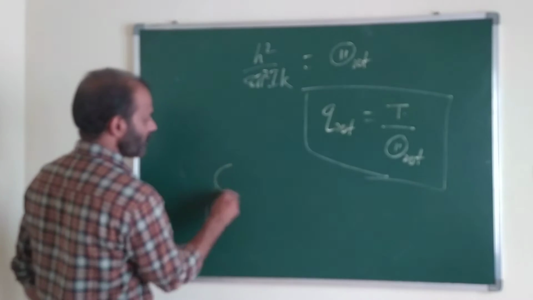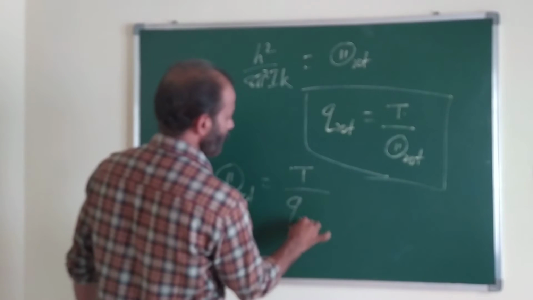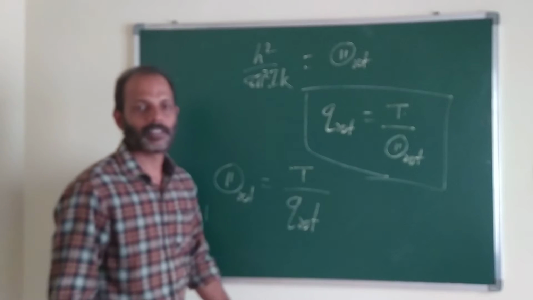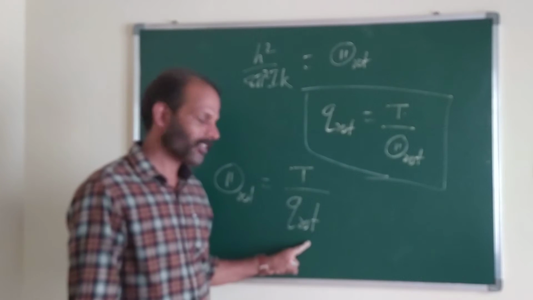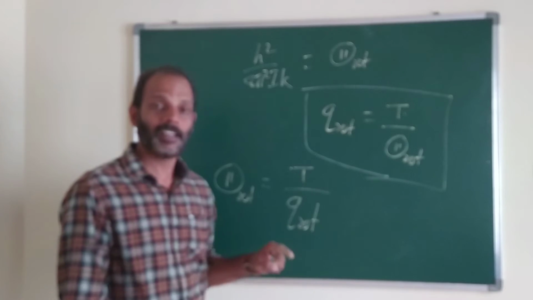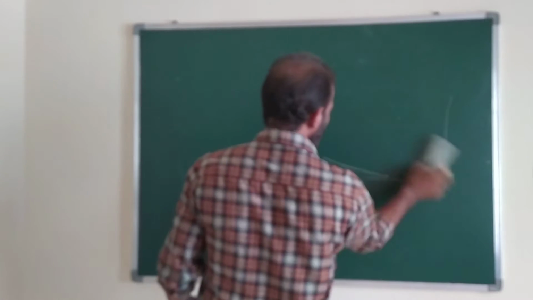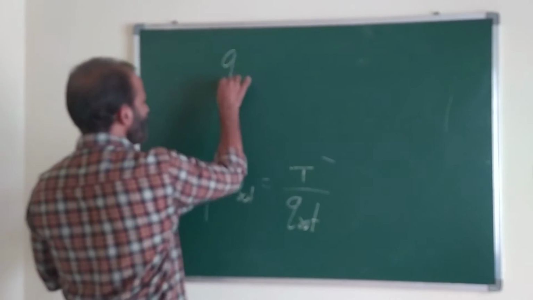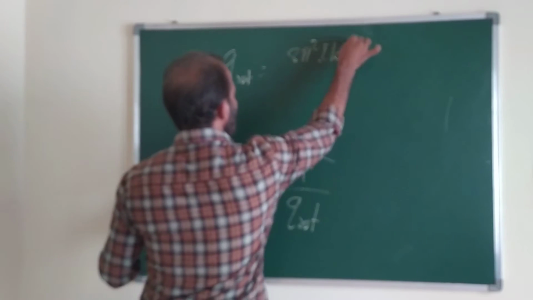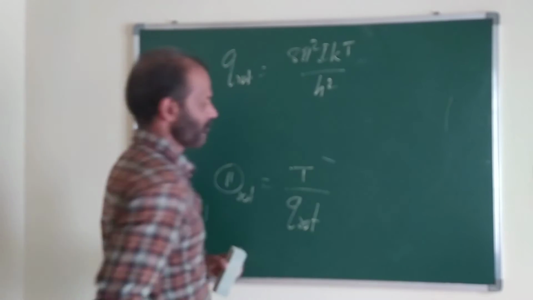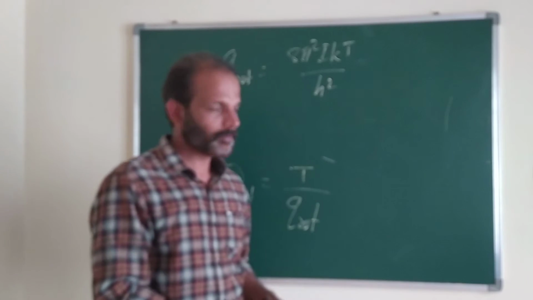Or we can say theta rotation is equal to T divided by q rotation. The characteristic temperature is equal to the temperature divided by the rotational partition function. Again, moving back to our equation, q rotation is equal to 8 pi square I k T by h square. This equation can be used for calculating the degrees of freedom.